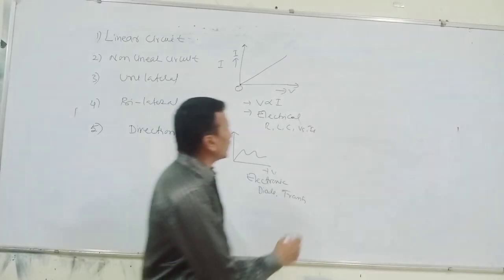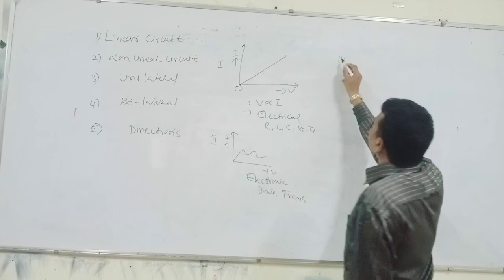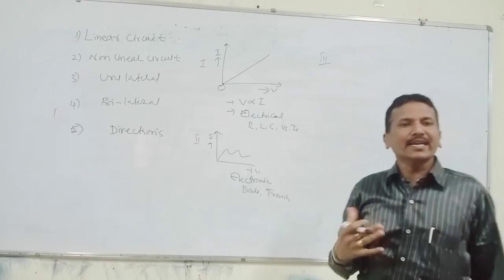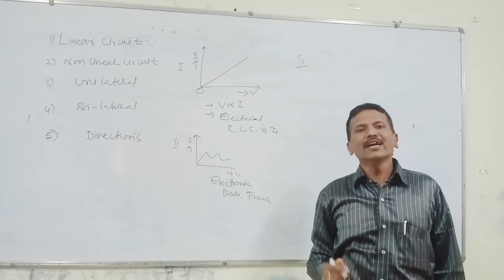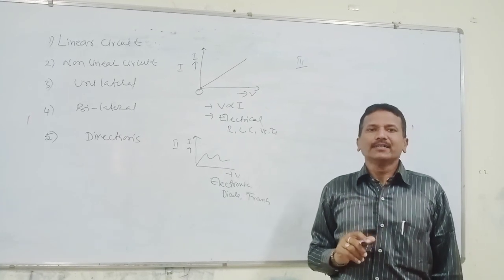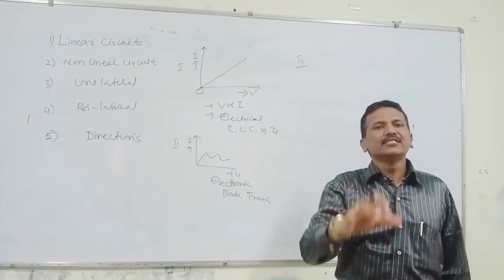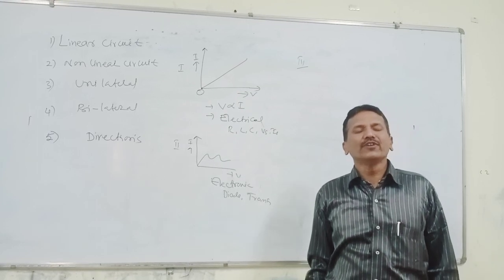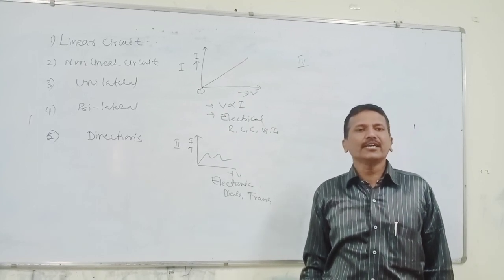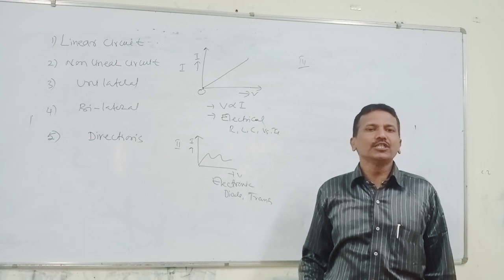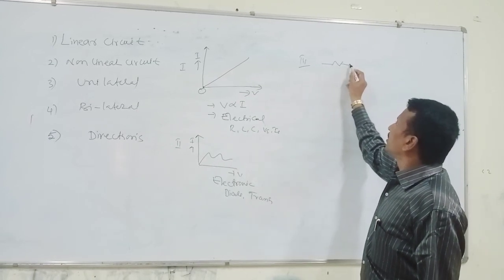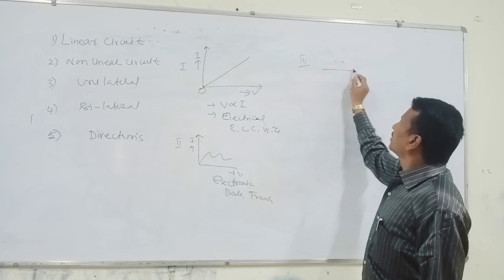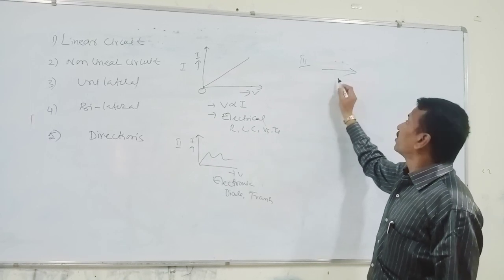Coming to the third one, it is the unilateral circuit. What is the meaning of uni, students? Yes, it means one direction. The current can pass in a single direction. That circuit we call a unilateral circuit, or unilateral network. Only one path is there.